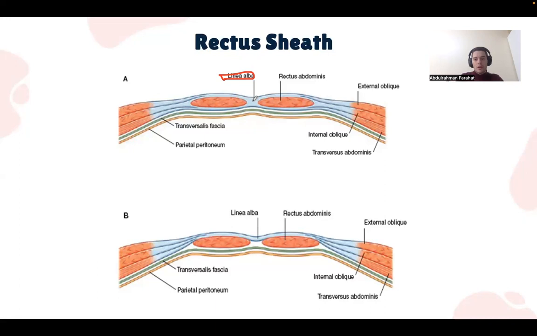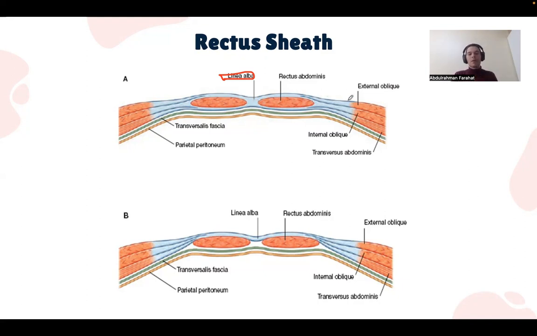Remember the arcuate line, you'd have different aspects above and below the arcuate line. Because as we said, above the arcuate line, the transversalis fascia or transverse abdominis muscle did not go anteriorly yet. However, below the arcuate line, it does. But you see differences when you look at it from inside.